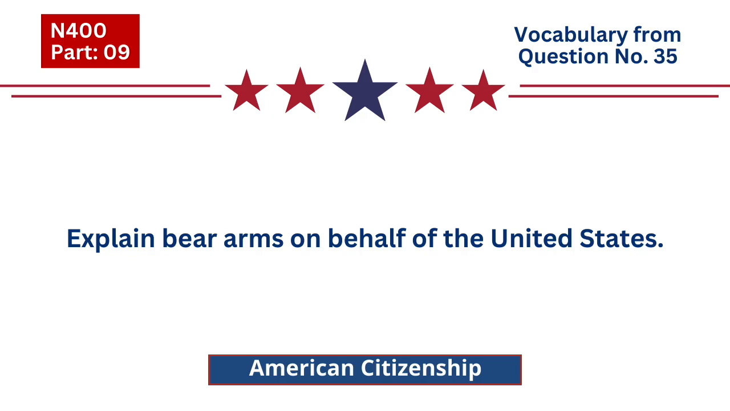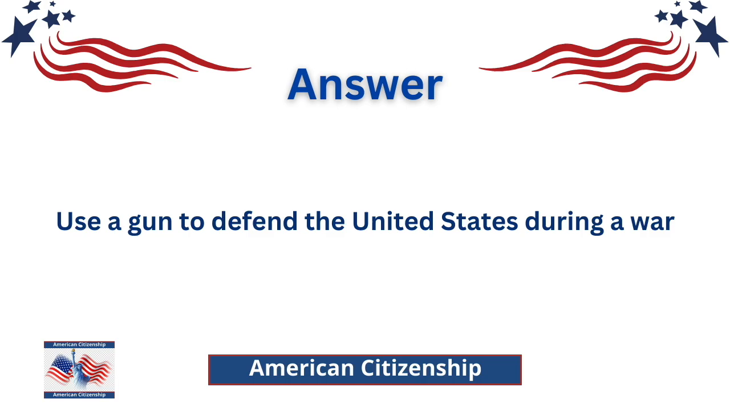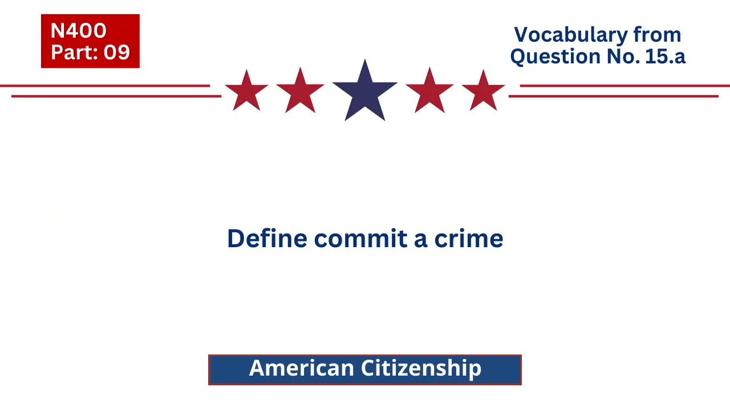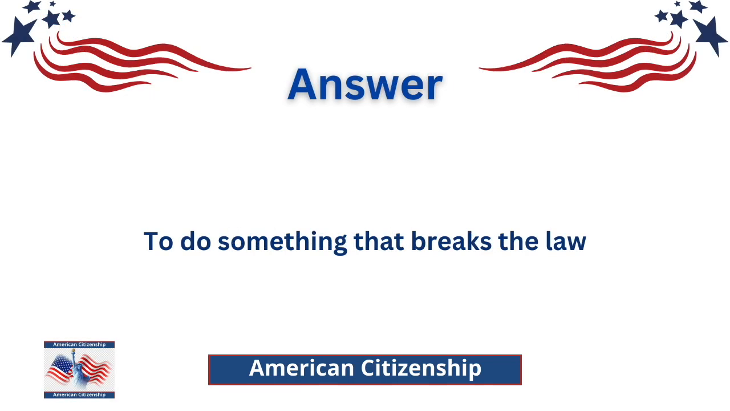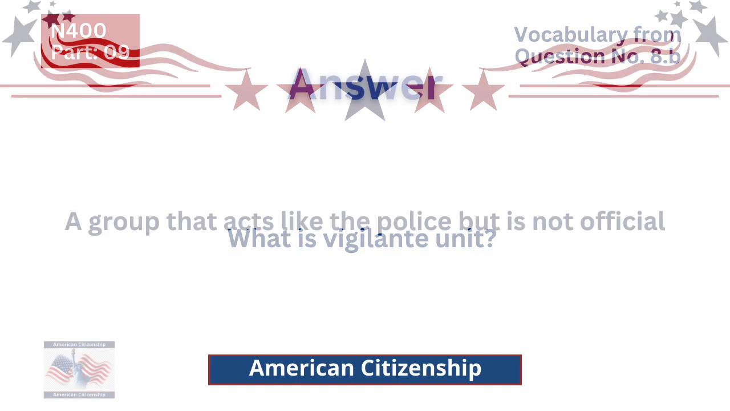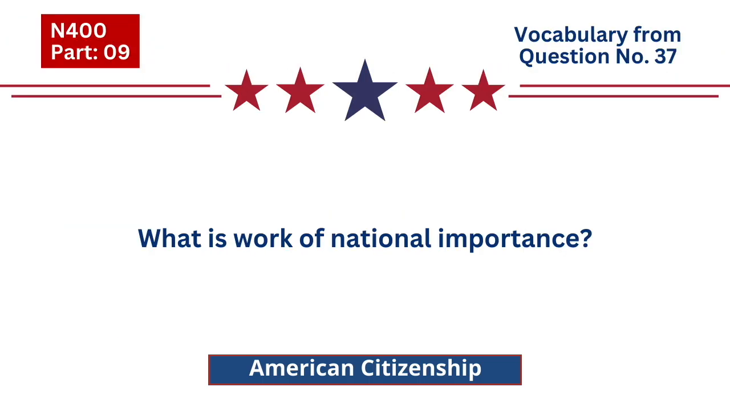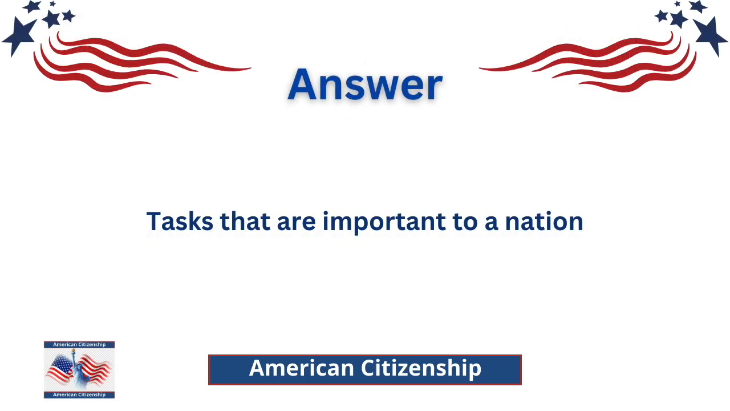Explain bear arms on behalf of the United States. Use a gun to defend the United States during a war. Define commit a crime. To do something that breaks the law. What is vigilante unit? A group that acts like the police, but is not official. What is work of national importance? Tasks that are important to a nation.